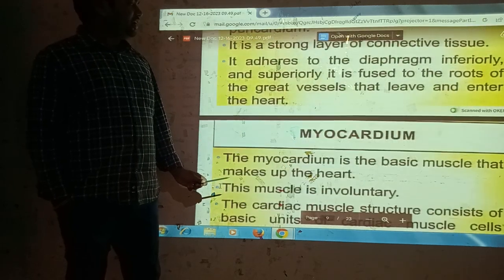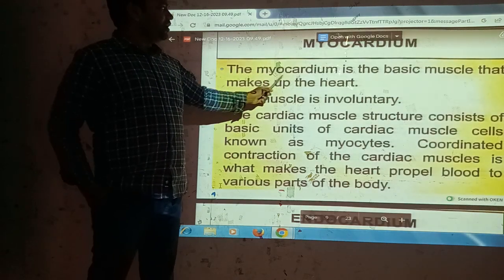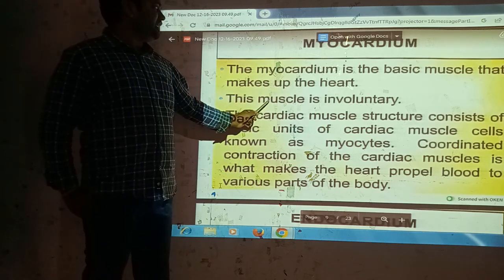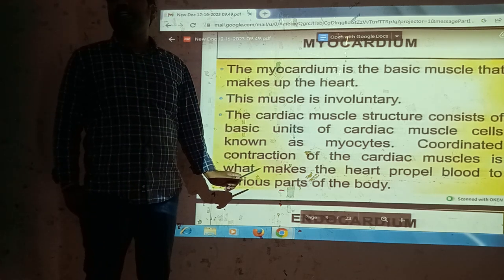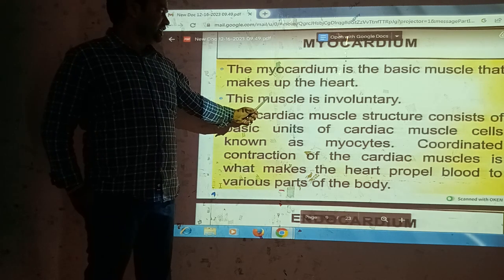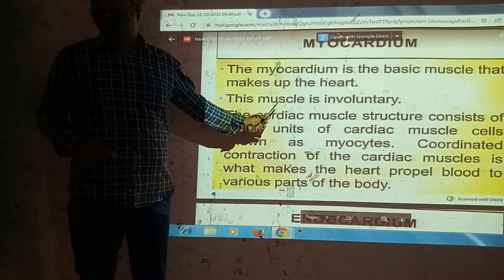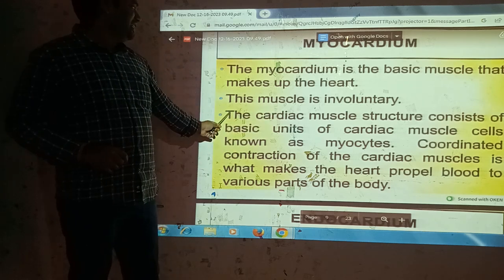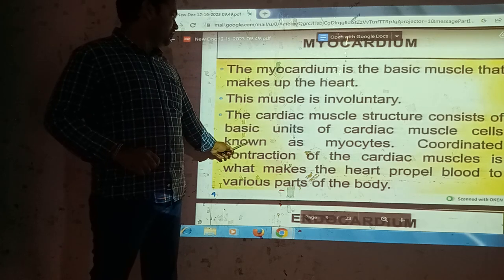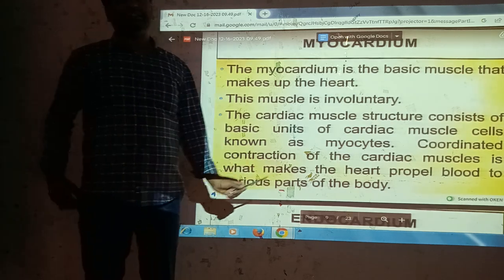Next one, myocardium. The myocardium is the basic muscle that makes up the heart. This muscle is involuntary. Voluntary means controlled; involuntary means uncontrolled. The cardiac muscle structure consists of the basic unit of cardiac muscle cells known as myocytes.